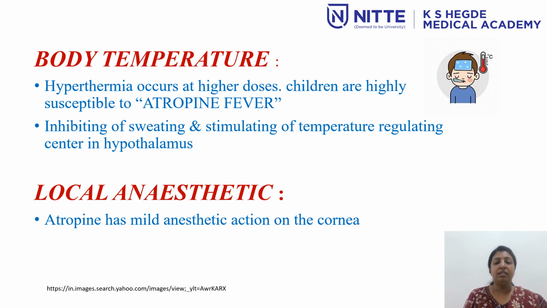Body temperature can increase. That increase occurs at higher doses, and children are highly susceptible to what is called atropine fever. So atropine, when given to children, can cause what is known as atropine fever. It can be due to inhibition of sweating. Secretion is reduced, right? So sweating will be reduced, and there is stimulation of the temperature regulating center in the hypothalamus, which contributes to hyperthermia. And atropine has a mild local anesthetic action on the cornea.